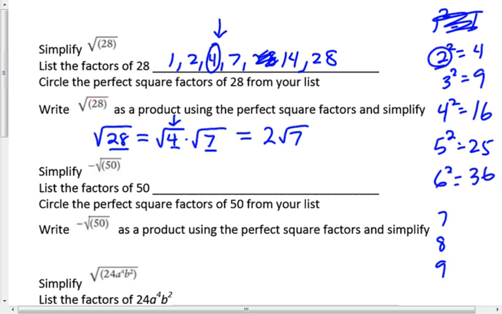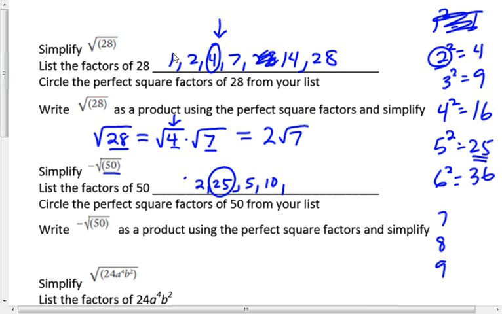All right, you can do that with negative square roots also. You just have to list the factors of 50. And we can skip 1 because we're never going to use that as a factor. But 2 times 25, those are factors of 50. 5 and 10, those are factors, and I think that's all. And in here, the one of these that's a perfect square factor is 25. So I want to use that.